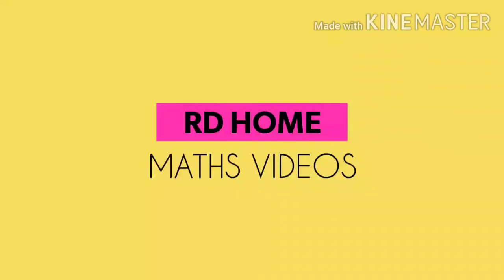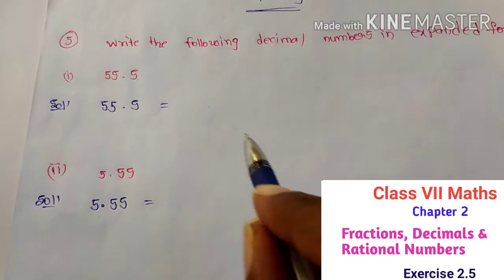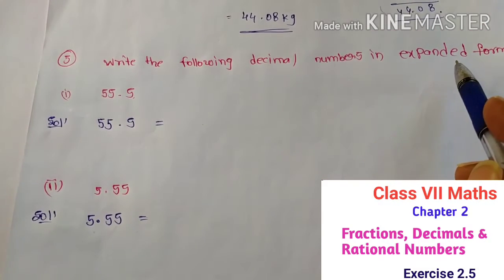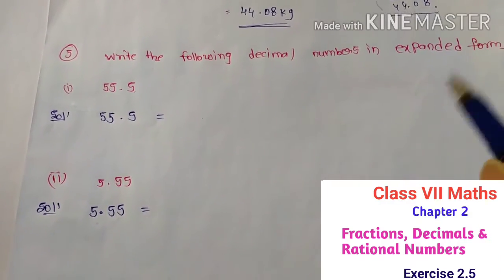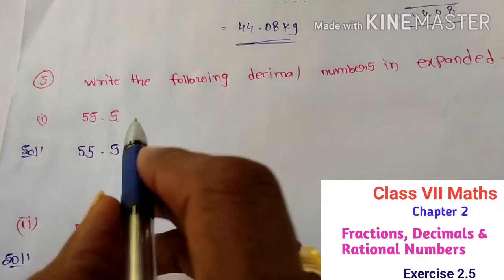In this class, I will explain class 7th maths. Now you can see here exercise 5, question number 5. Write the following decimal numbers in expanded form. We have to write here expanded form. First you can see here the first one, 55.5.